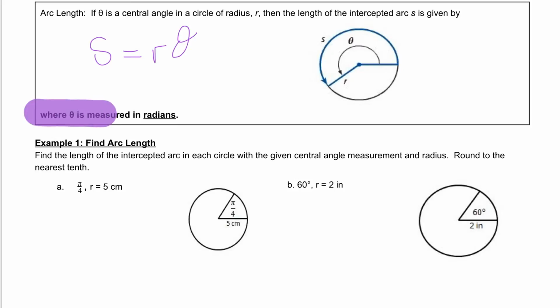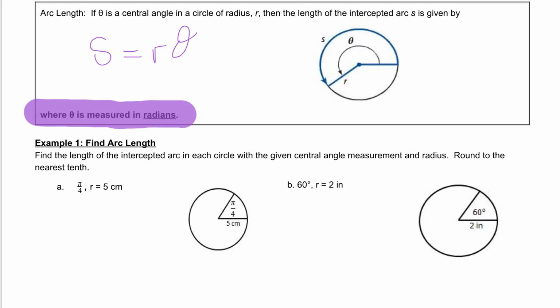So we want to make sure you highlight that. That's a very important part. Our theta, our angle, has to be in radians in order for this equation to work. So what's happening is we have our angle here that's rotating, and we're looking to find this arc length here.